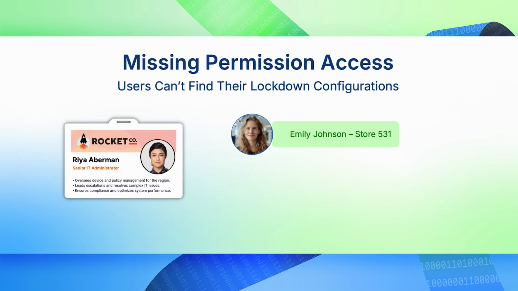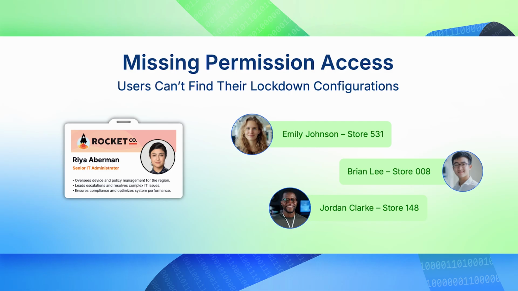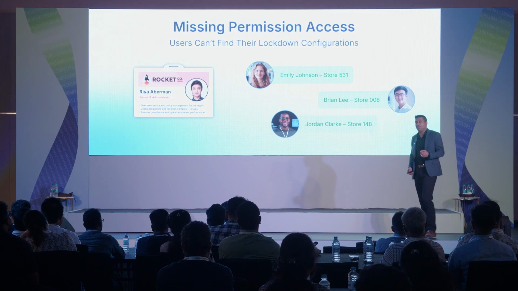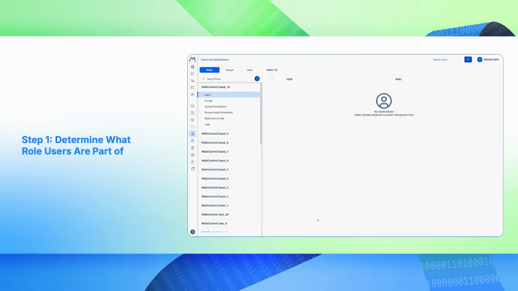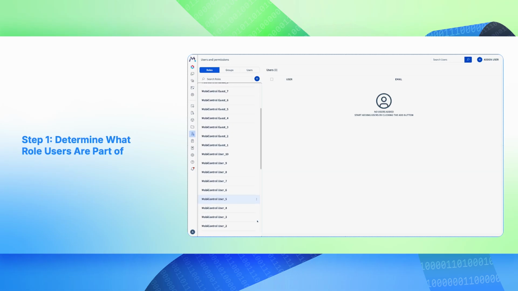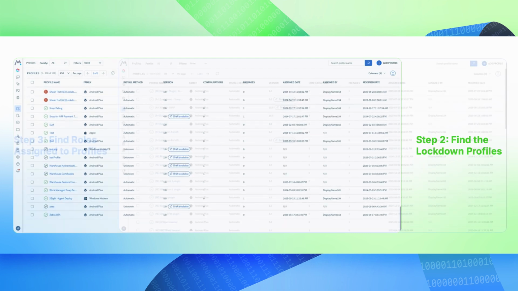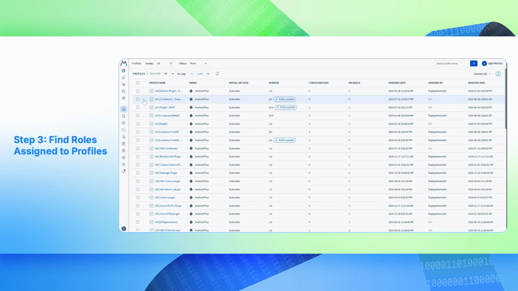So in one case, let's imagine Ria has her team and they've got something called a lockdown configuration. A lockdown configuration just means that you can use our tool to lock down a device to a set of applications. You decide what that is, you put it into a profile. But Emily, Brian, and Jordan here have no access. For some reason, they're not able to access and administer all of those lockdown profiles for the stores that they manage. So what does Ria do? Ria's a veteran. She knows exactly what to do on our product. Her first step is to determine what roles those particular users are a part of. Then she's going to find the lockdown profiles in another section of our product. Then she's going to find the roles that are assigned to those particular profiles.